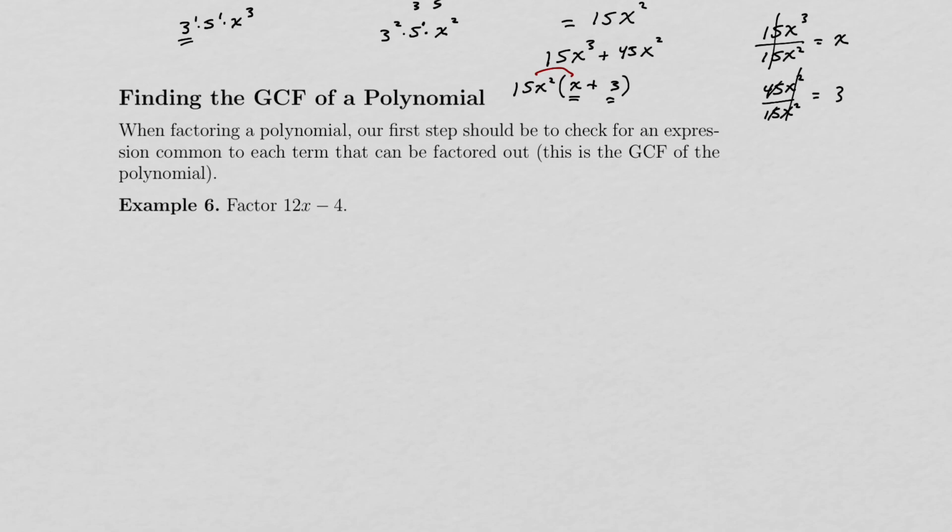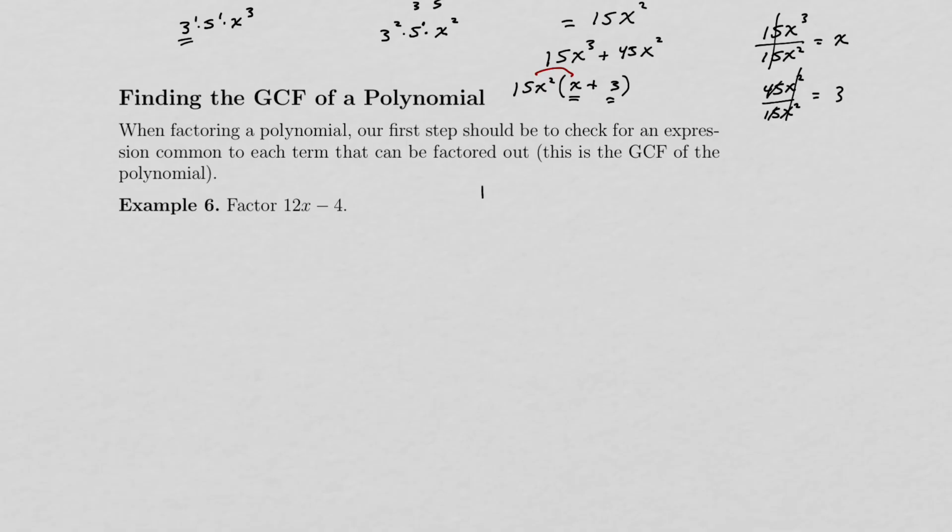Okay, so now that we've done that, let's start looking at actual expressions. And again, you should always look first to see if there's a greatest common factor that you can factor out of the expression to begin with. So for this first one, it says factor 12x minus 4. So we could actually do the trees on all of these, right?